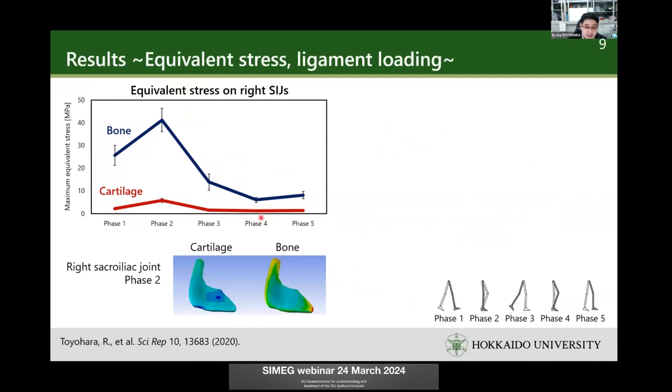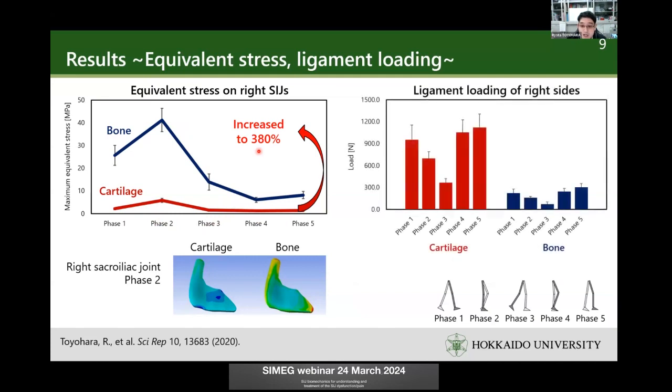Next, we move on to the equivalent stress. Here is the kind of load on the sacroiliac joint. As we can see, in the bone model, meaning without the pelvic sacroiliac joint structure, this stress increased to 380%, so very dramatically increased. On the other hand, the ligament loading on the right side, in the bone model, decreased to 23%.